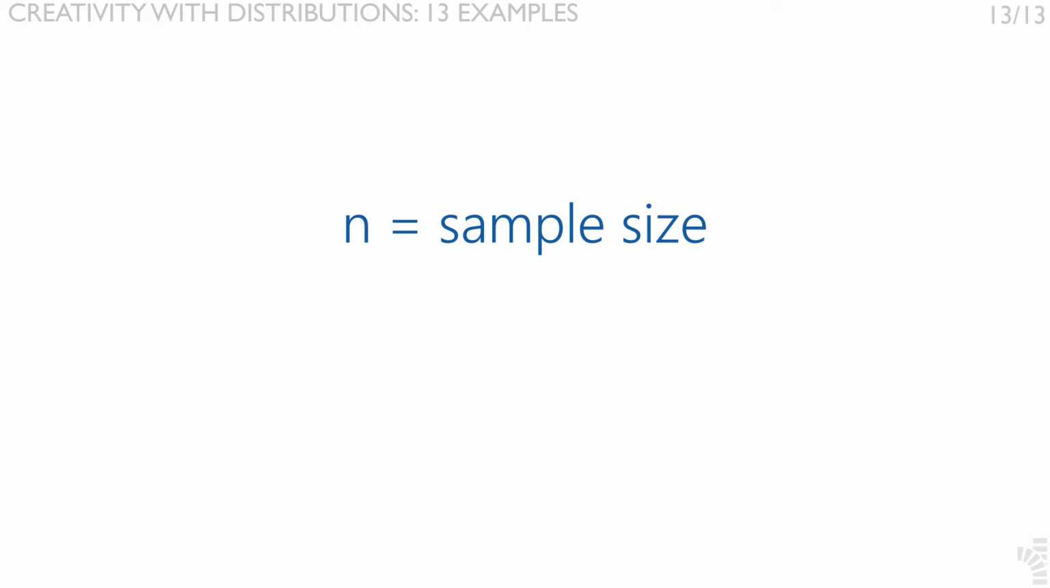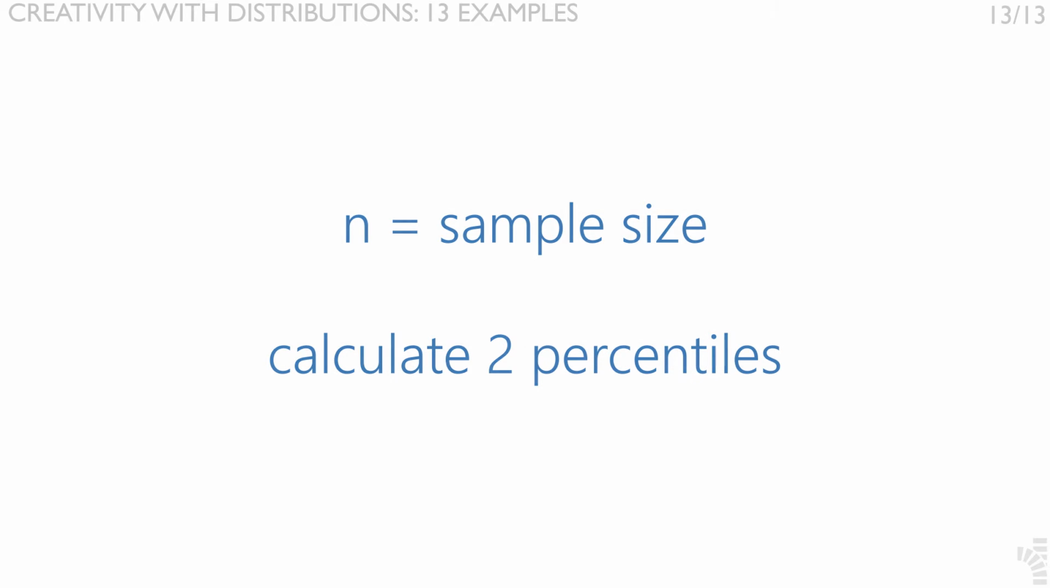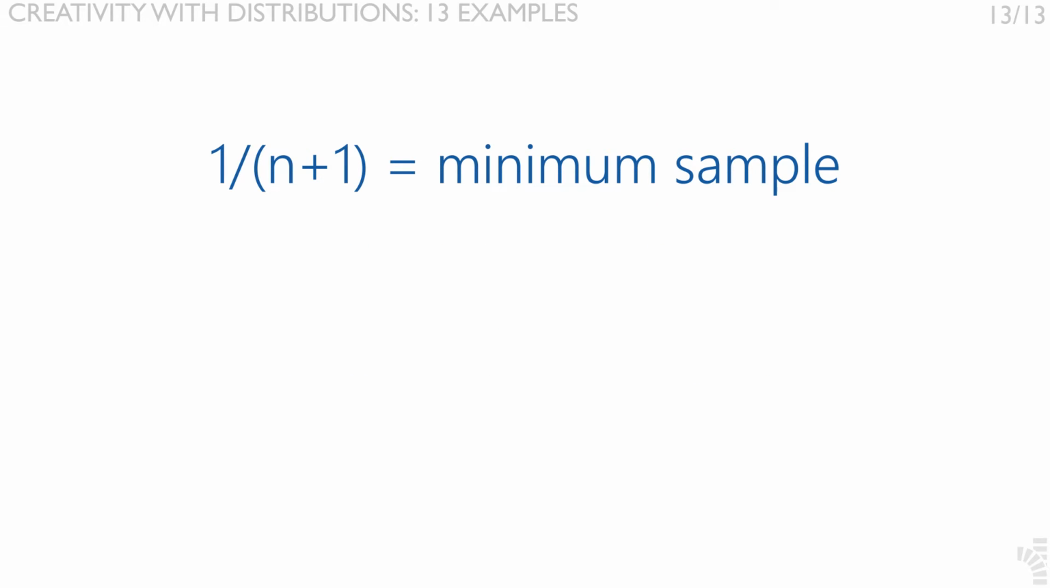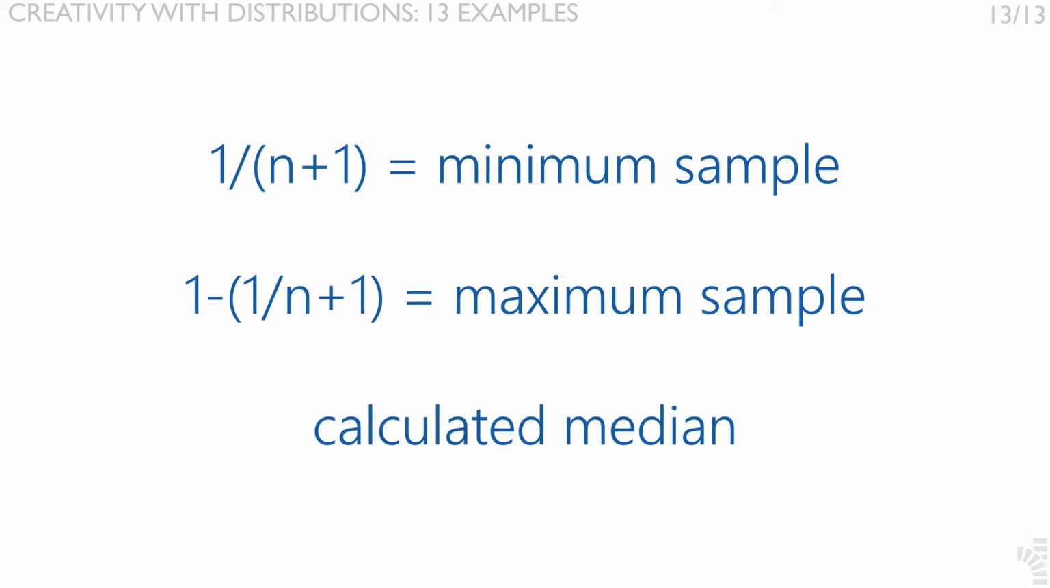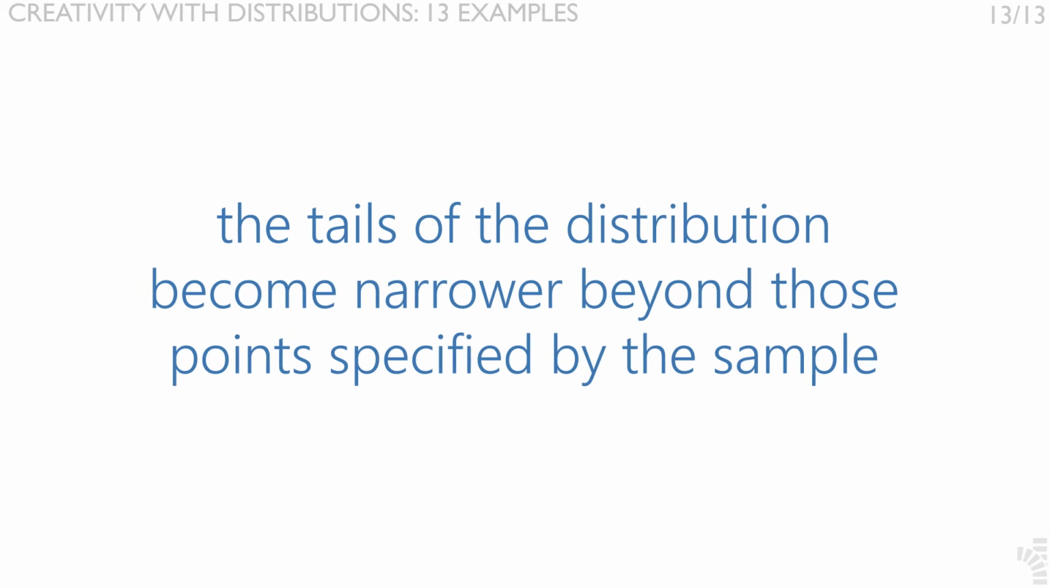With n being your sample size, calculate 2 percentiles, 1 divided by n plus 1, as a minimum sample, and 1 minus 1 divided by n plus 1, as a maximum sample, and a calculated median. This algorithm is based on the idea that, by increasing the number of samples, the remaining tails of the elicited distribution become narrower beyond those points specified by the smallest and the largest numbers of the sample.